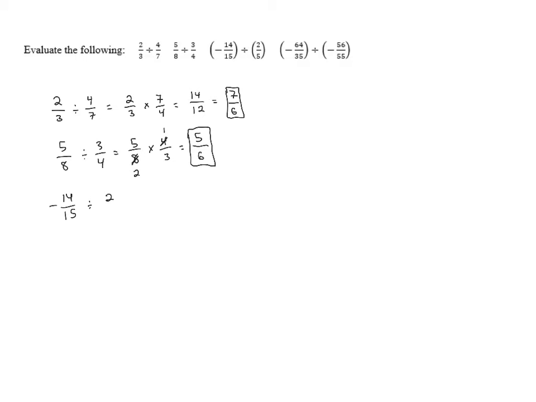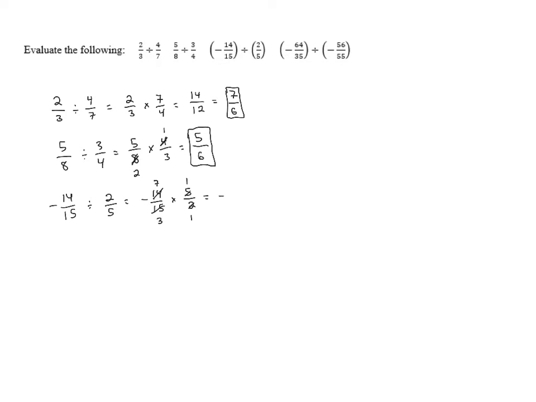-14/15 divided by 2/5. We can change this into a multiplication by taking the reciprocal of the second one, so that becomes 5/2. And then here, these numbers are big enough. Let's cross-cancel. The 15 and 5 are both divisible by 5. If we reduce there, that gives us 1 on the top and 3 on the bottom. The 14 and the 2 are both even. If we divide those by 2, it gives us 7 on the top and 1 on the bottom.